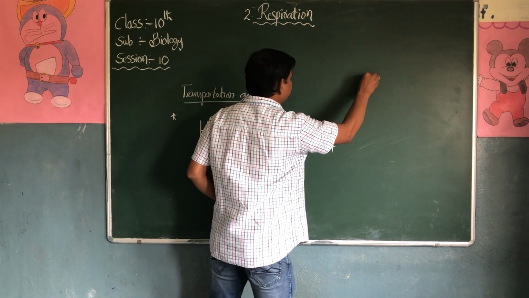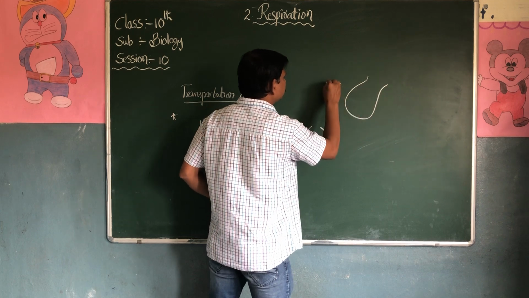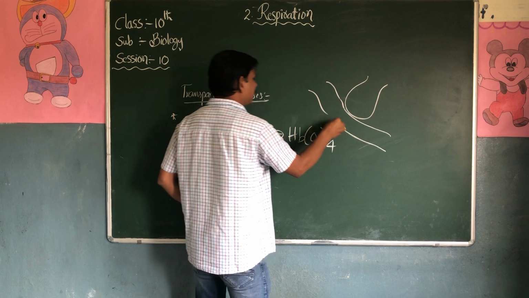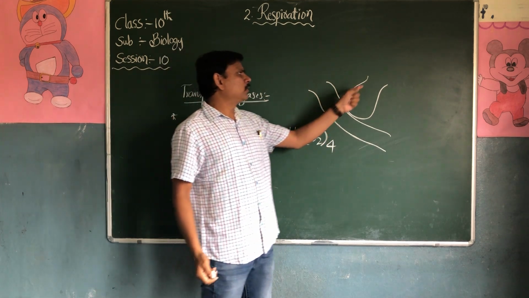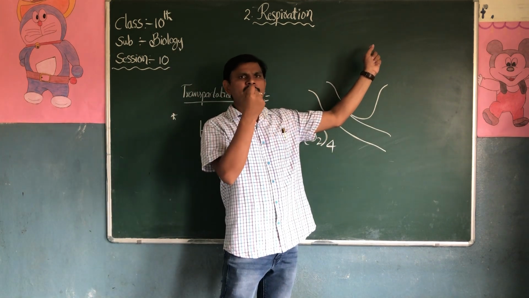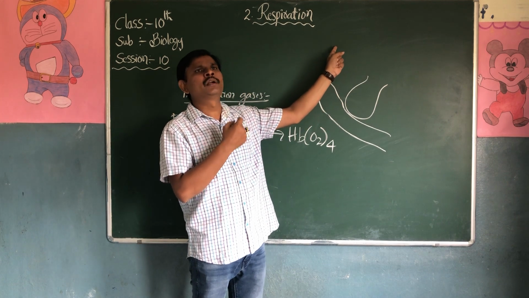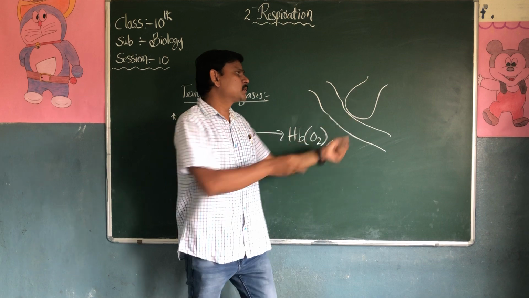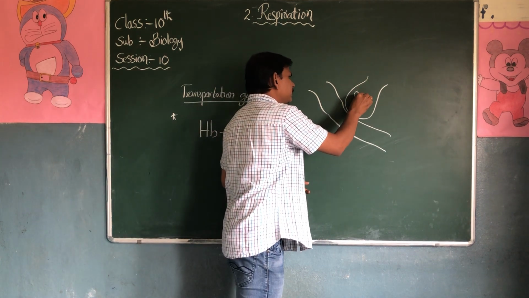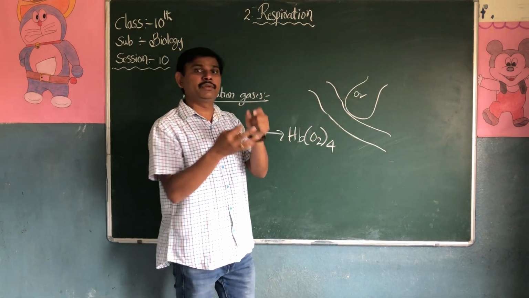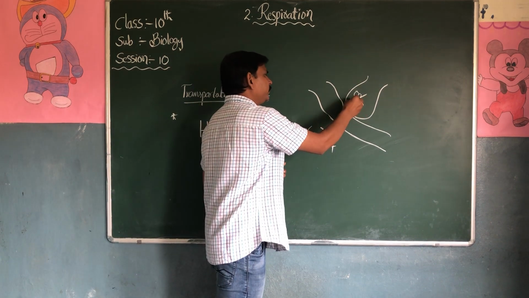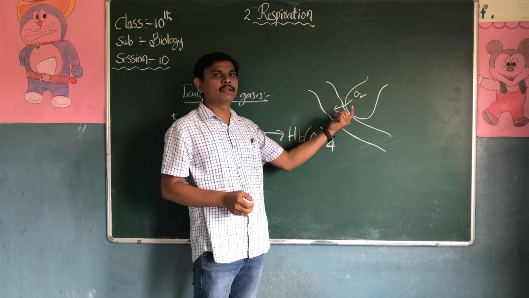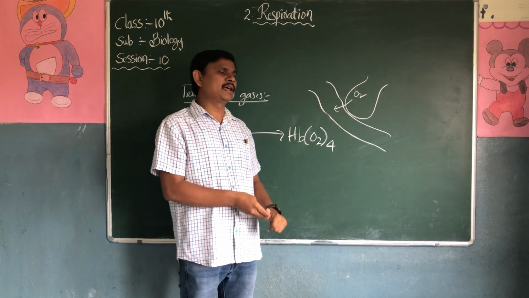In the last class we discussed this diagram, which shows the alveoli and the blood capillaries. When we breathe, air passes through the nostril, nasal cavity, pharynx, trachea, bronchus, bronchioles, and alveoli. A high concentration of oxygen is present in the alveoli. By the process of diffusion, it diffuses into the blood capillaries. In the blood capillaries, blood is there, and in the blood, hemoglobin is there.